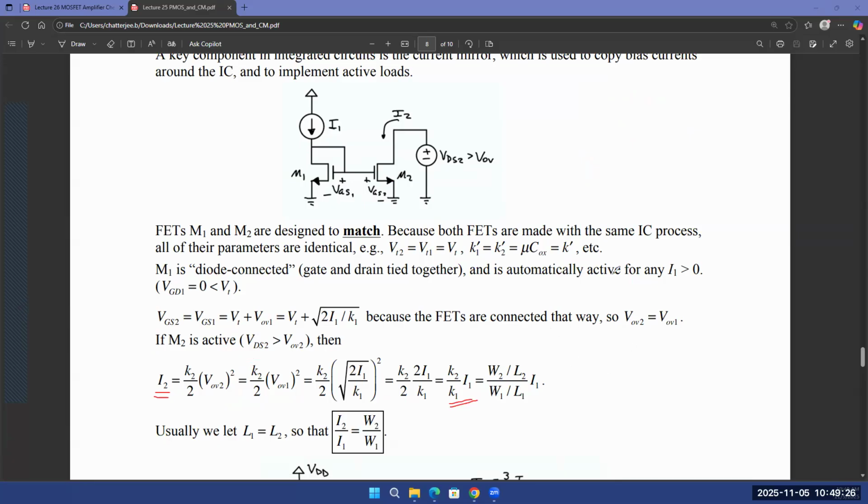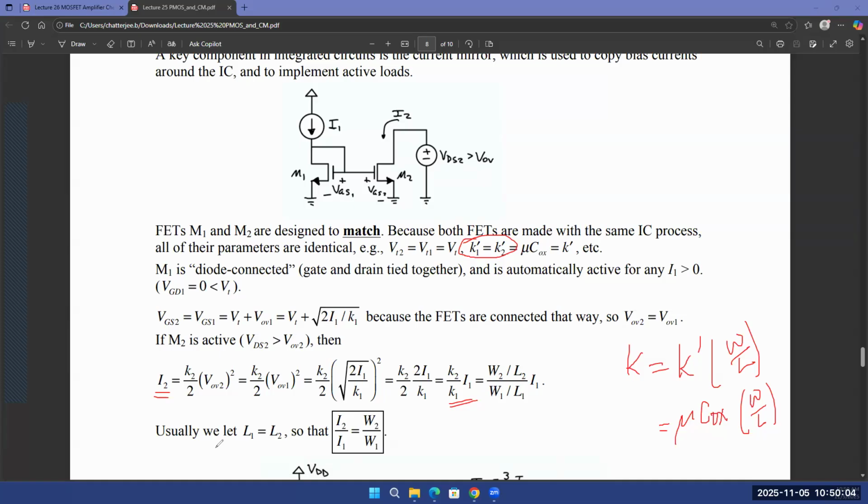Now, what is K2? K is equal to K prime times W over L. And K prime is nothing but mu times COX. So K is equal to mu times COX times W over L. Now, mu times COX for both the transistors are equal. That's an assumption. So we made this assumption over here. So that's why K2 over K1 is just going to be W over L of 2 divided by W over L of 1, times I1.